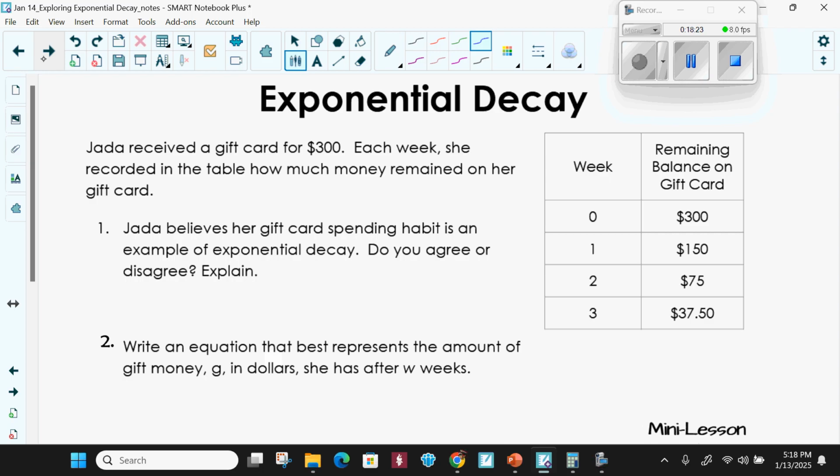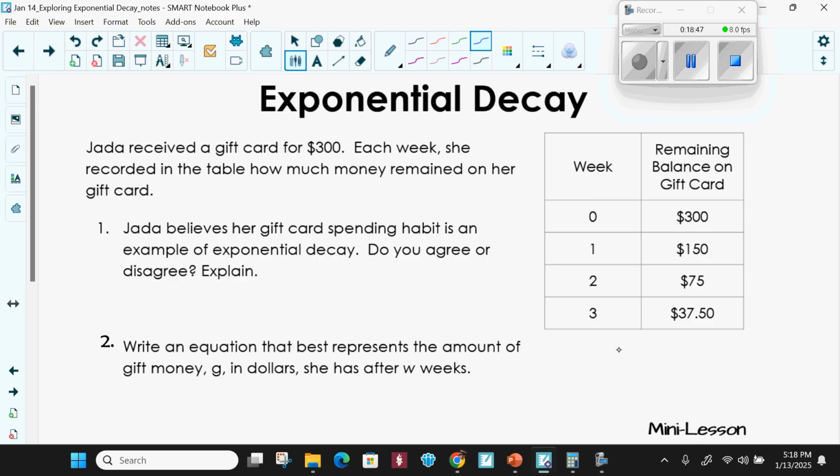Okay, so let's look at another problem. Flip your work over to the back, and we're going to look at this one. It says Jada receives a gift card of $300. Each week, she records in the table how much money remained on her gift card. So at start, she has $300. After 1 week, she has 150. After 2 weeks, she has 75. After 3 weeks, she has $37.50.